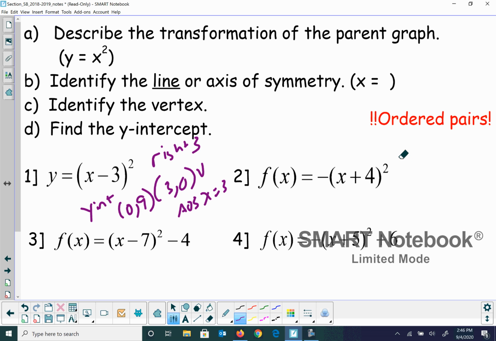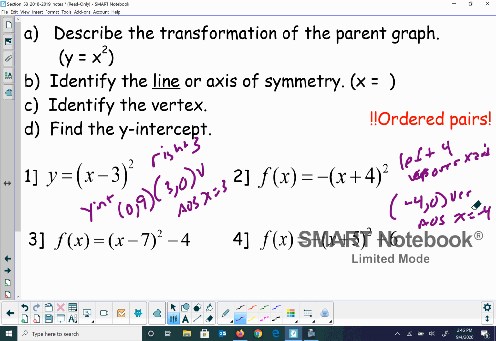Okay. Next problem. This is going to go left 4 and upside down. So over the x-axis. All right. So my vertex to this one is going to be negative 4, 0. My axis of symmetry is x equals negative 4. And then my y-intercept, I'm going to plug 0 in. So 0 plus 4 is 4. 4 squared is 16. 16 with a negative is negative 16.